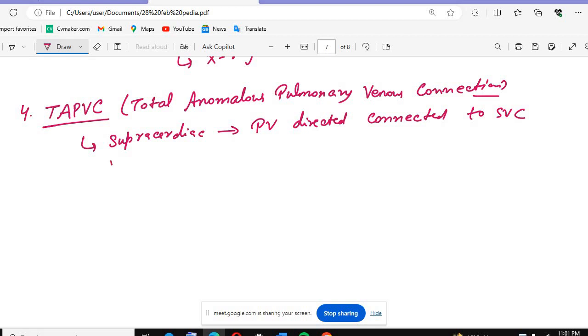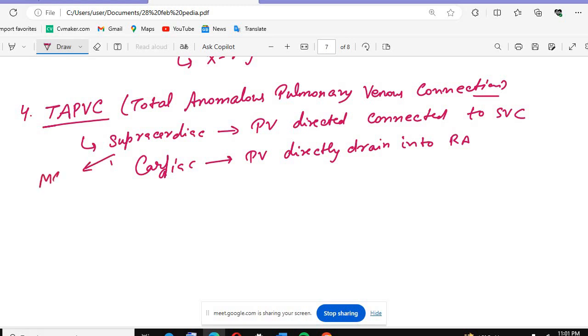The other condition we have is the cardiac type. If the pulmonary veins drain directly into the right atrium, that is known as the cardiac condition. And regarding supracardiac, you need to remember that it is the most common.